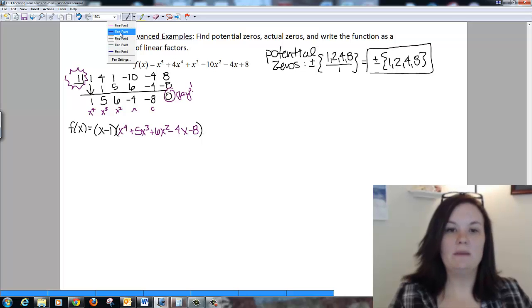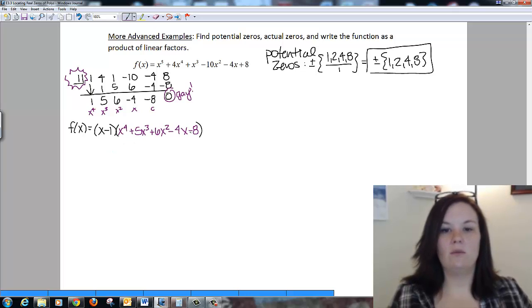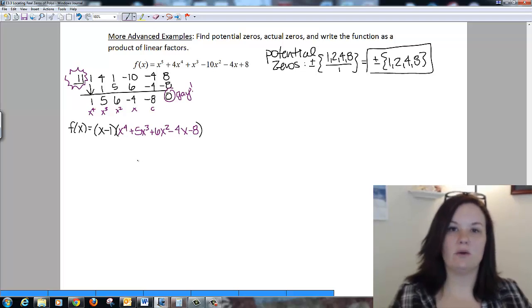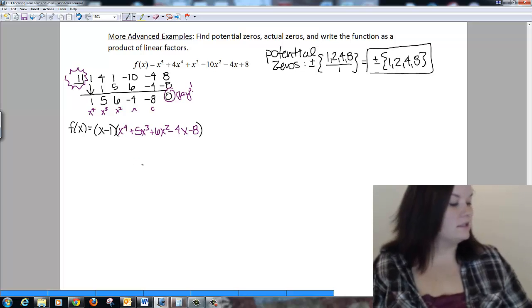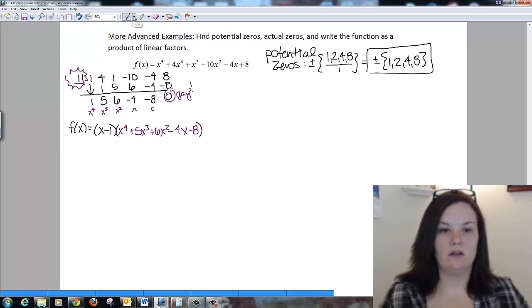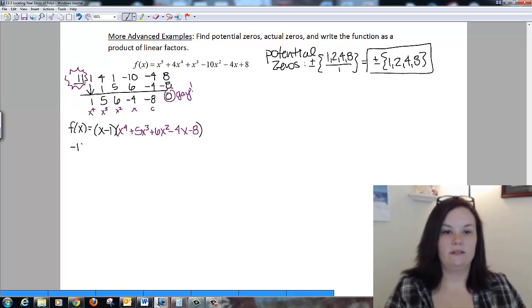Okay. So I'm going to keep going with synthetic using this factor. Notice all my potentials of it still have a constant of 8 and a leading coefficient of 1. So I'm going to keep plugging in using my original potential zeros. We already plugged in 1, so let's try -1. And again, I'm using my purple numbers, remember. So I'm doing 1, 5, 6, -4, -8.